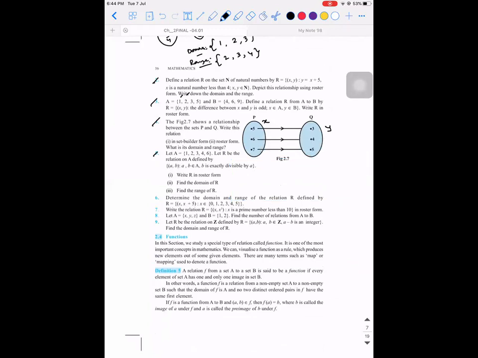Shall we do the next one? The fifth one: A is equal to 1, 2, 3, 4, 5, 6. R is the relation on A defined by the ordered pairs (a, b) such that a, b belong to A and b is exactly divisible by a. So b is divisible by a means a is a factor of b. The second number should be divisible by the first number.